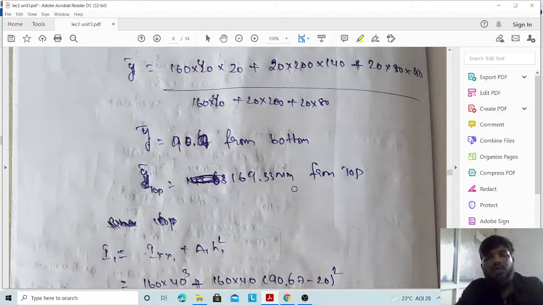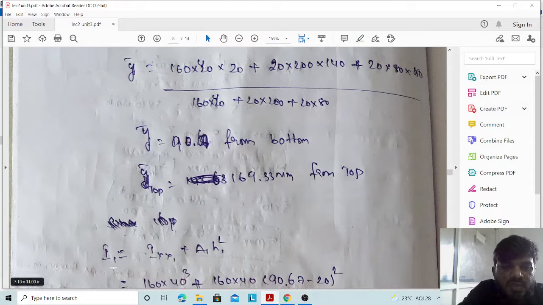Y means you have the relationship M by I equals sigma by y equals E by R. M by I equals sigma by y equals E by R. According to that, you have to identify the I value.